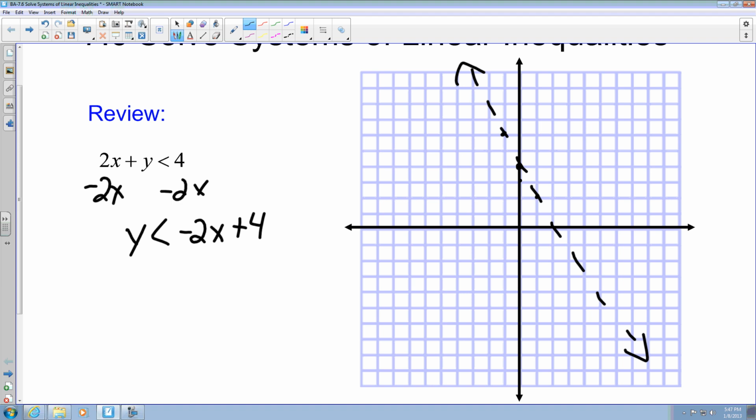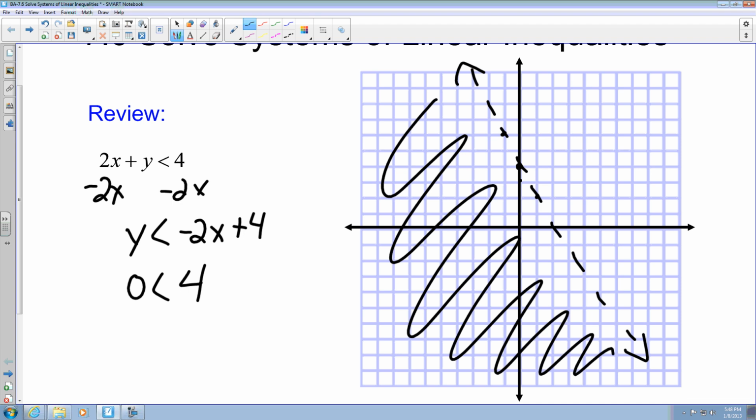Next thing we have to do is remember we have to give a test point. And the test point I like to use is 0, 0, as long as the boundary line isn't at 0, 0. So my y is going to equal 0, and my x is going to equal 0. So negative 2 times 0 is 0, so that leaves me with 4. And 0 is less than 4 happens to be a true statement. So since the test point 0, 0 was a true statement, that means I can shade on the side that I used the test point on. So shading will occur on this side.